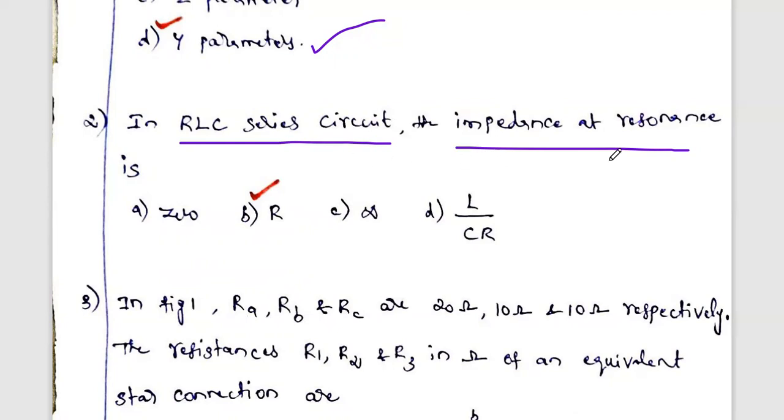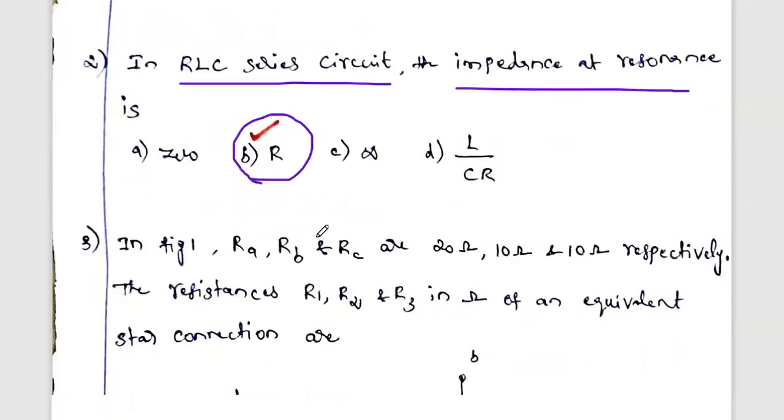You can refer to it. In a series RLC circuit, the impedance at resonance condition is R. In resonance condition, the reactance of the inductance is cancelled by the reactance of the capacitor. So at resonance, that RLC circuit behaves as purely resistive in nature. That's why the impedance at resonance condition is capital R.